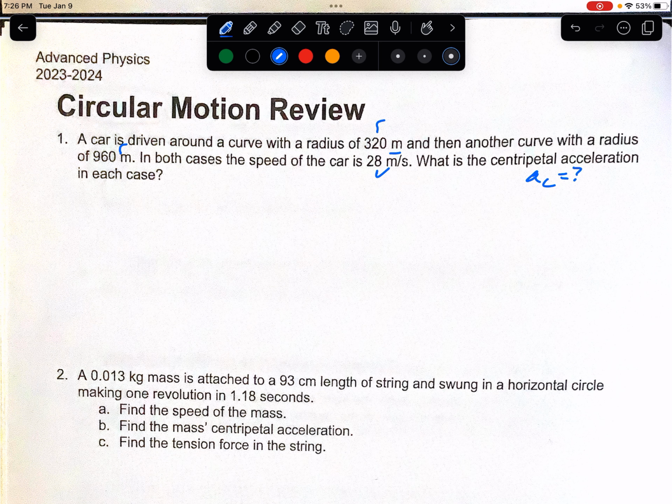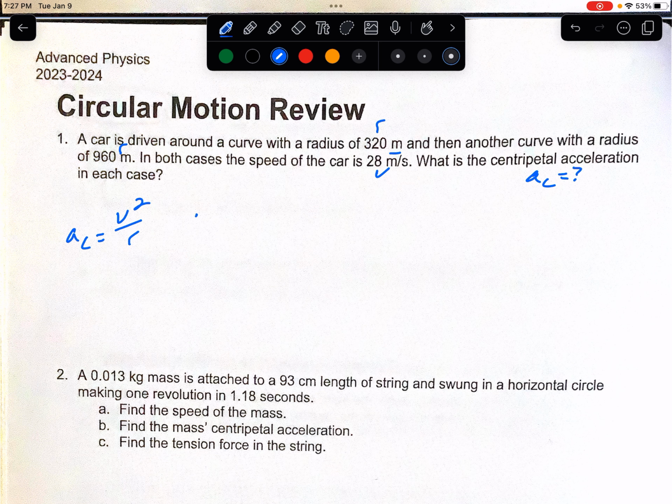So these problems can get really difficult if you're not able to label what you have. If you don't know that meters is radius, okay, that's going to be a little difficult. If you don't know that meters per second is your velocity, that's going to make it a little difficult. Okay, so you need to make sure you can do that. So I'm looking for AC, and we know our main equation is AC equals V squared over R. So AC equals V squared over R, and I have velocity, I have radius, so we're just going to find the AC for each situation.